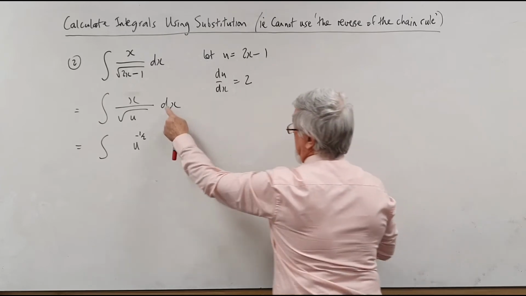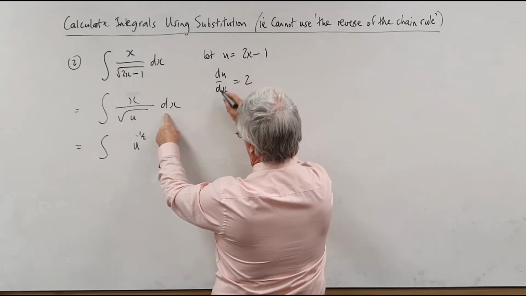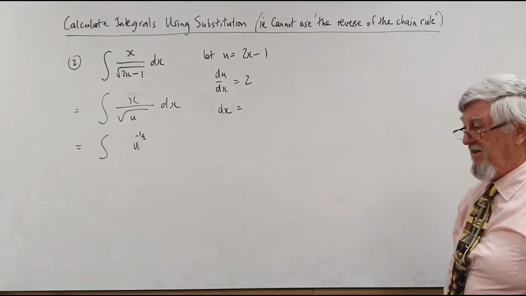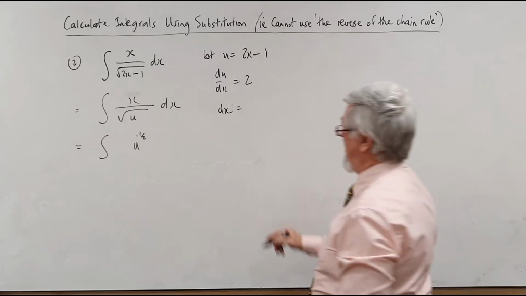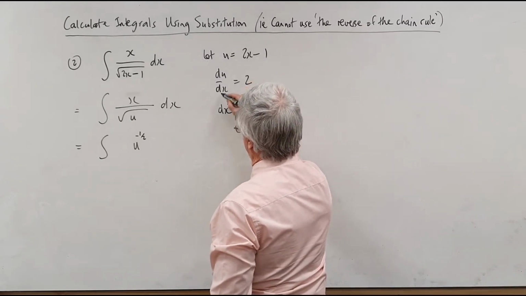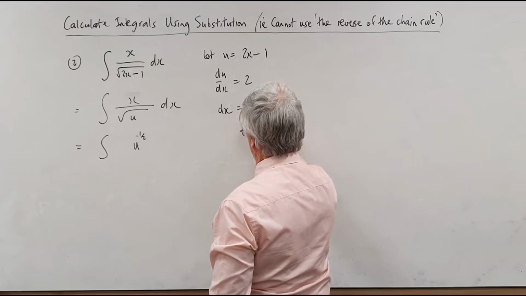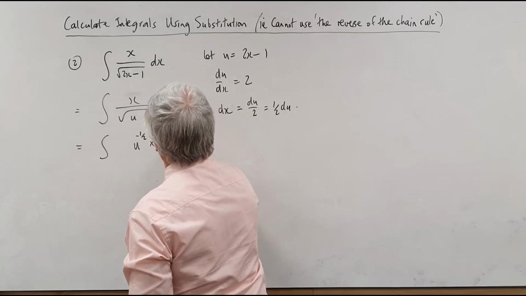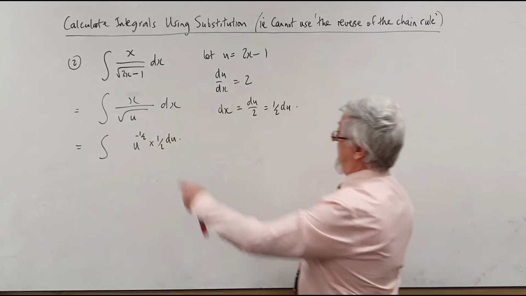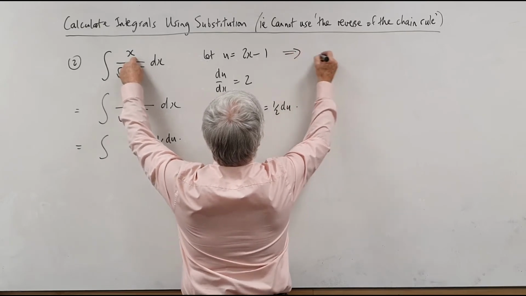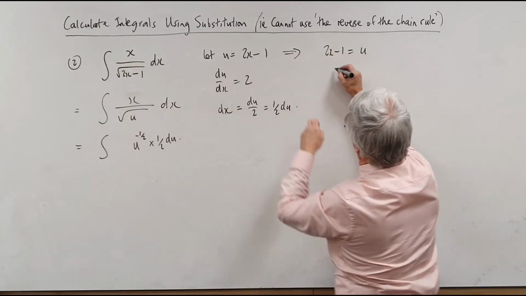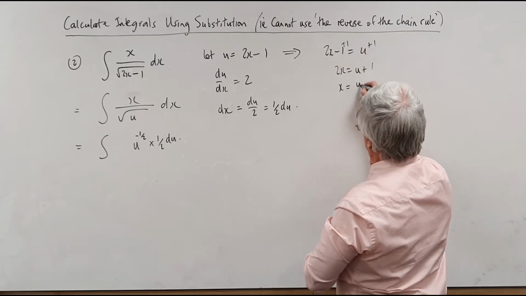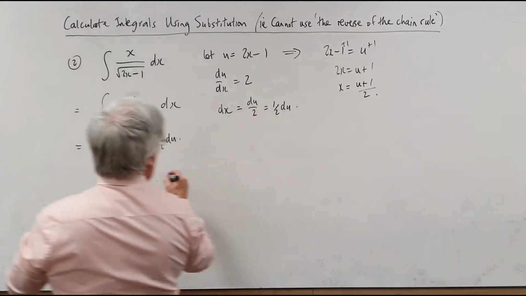Ready? This bit's easy. From this one here, I can just go dx equals what? The 2 and the dx can swap places. So you've got a du on 2, or you could just write it's a half du. So that is just a half du. Now the other bit, the x over here. 2x minus 1 equals u, so 2x is u plus 1, x is u plus 1 over 2.